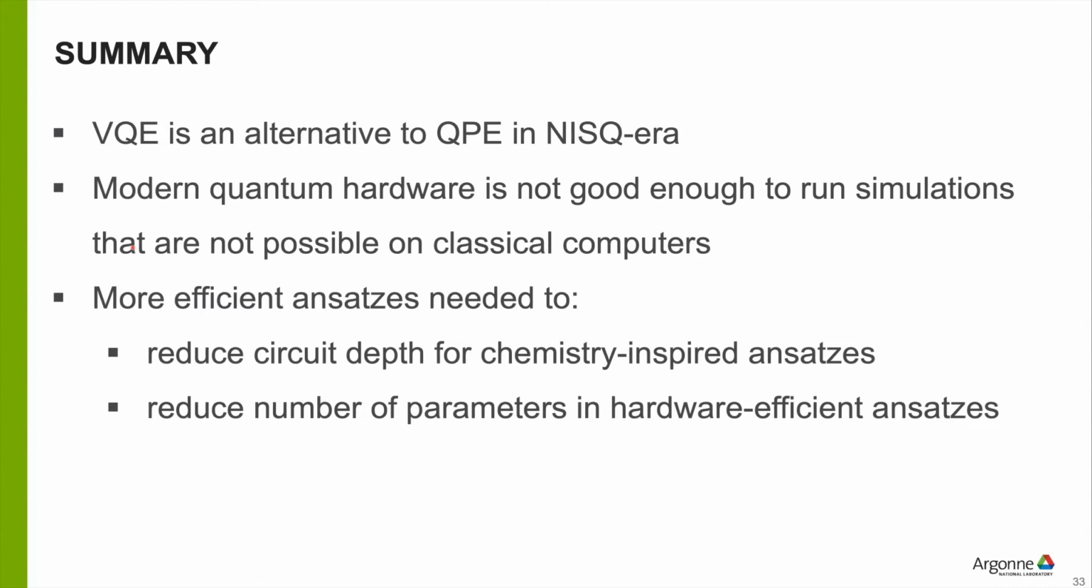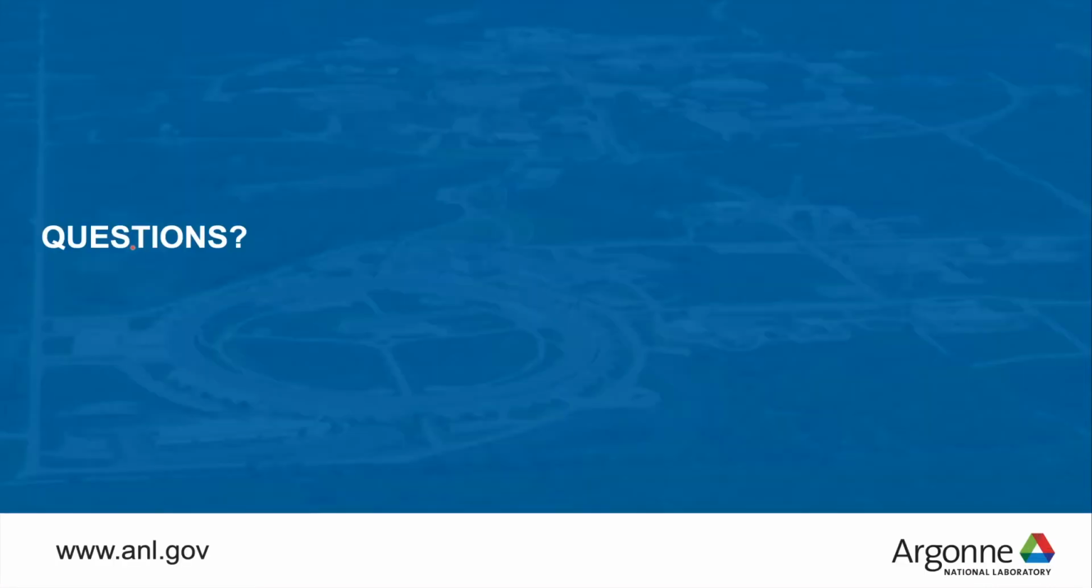And for the variational quantum eigensolver, in terms of ansatzes, to do it more efficiently we need to reduce the circuit depth in chemistry-inspired ansatzes, and for hardware-efficient ansatzes, the goal is to reduce the number of parameters, which tend to be really large. And I would be happy to answer any questions that you have.